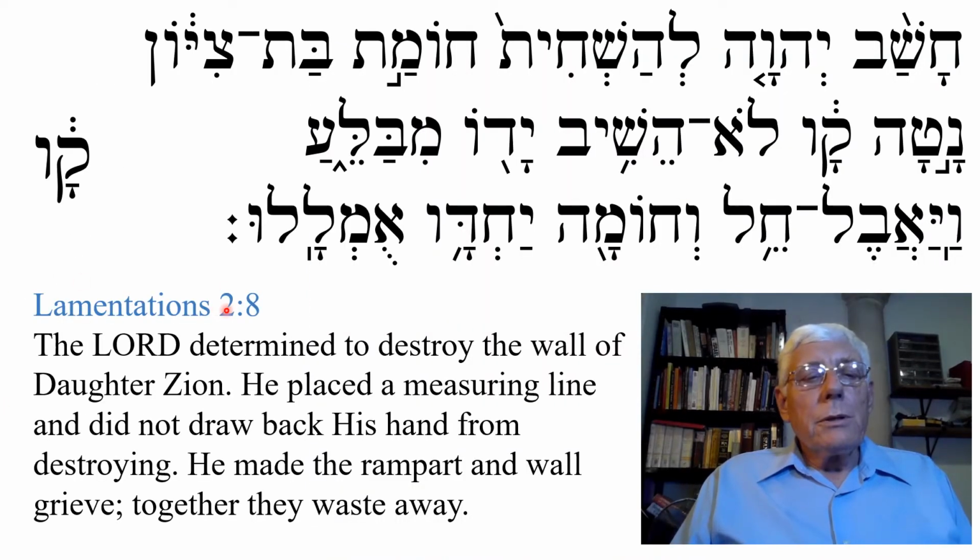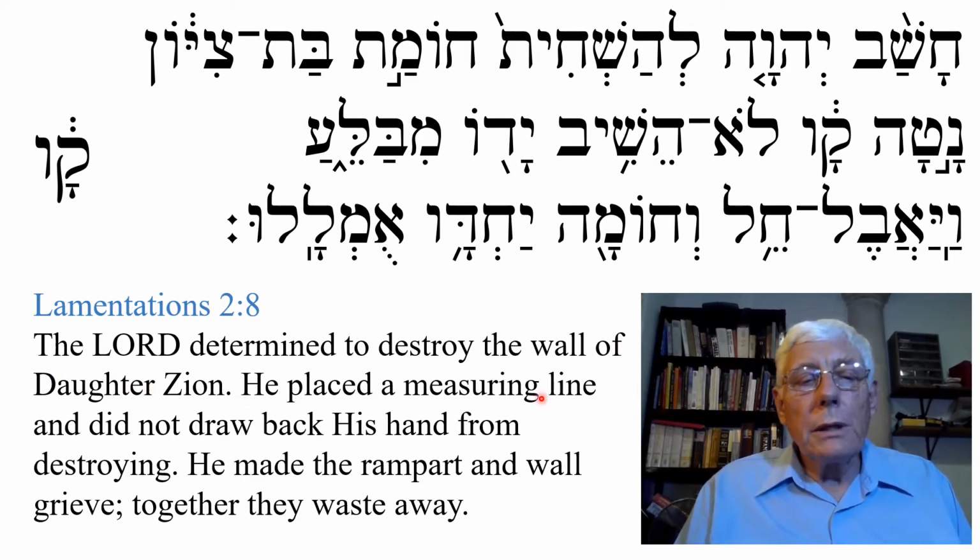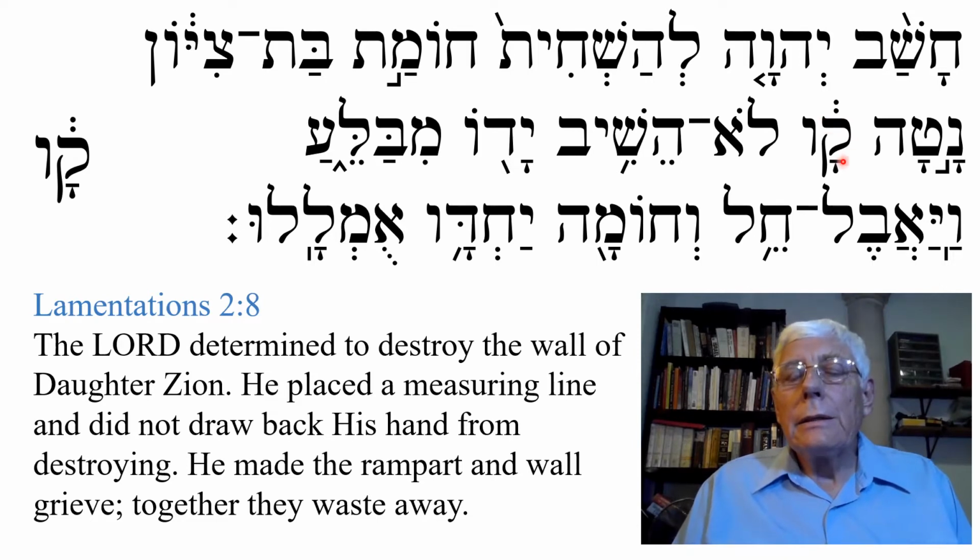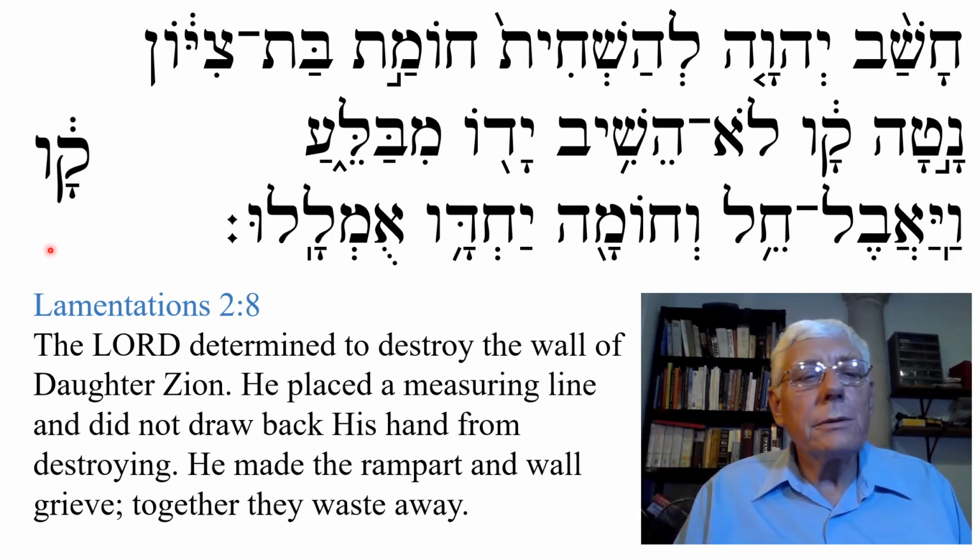Lamentations 2:8: "The Lord determined to destroy the wall of daughter Zion. He placed a measuring line." Here it is: nata kav. Kav is this word right here, and that is a measuring line. You have the line right here, the knot on the end to establish the distance. You can just visualize what that thing is doing right there. Kav, a measuring line.